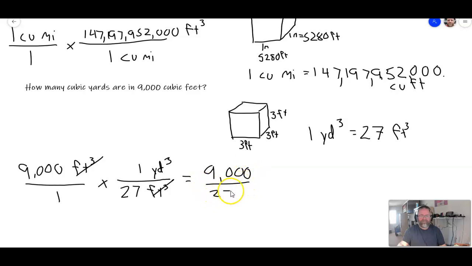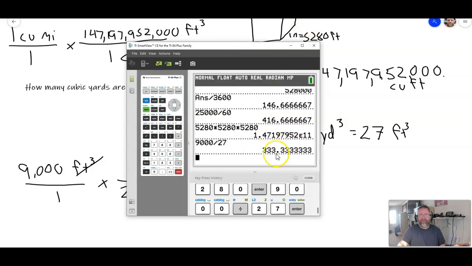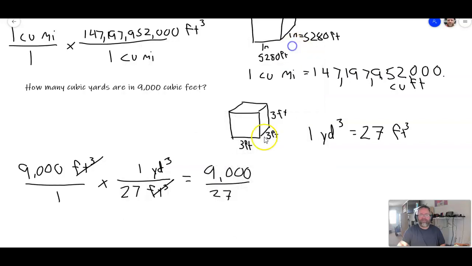over 27. And let's put that into our calculator here. 9,000 divided by 27 comes out to about 333.3. So this is approximately 333.3 cubic yards.